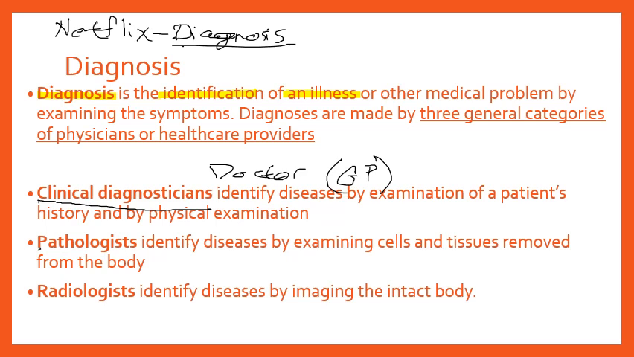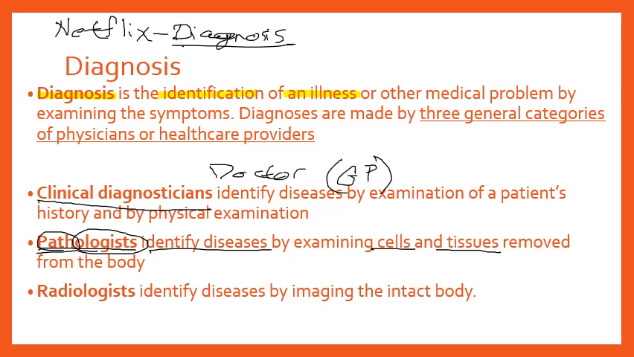Sometimes they might refer you to a pathologist. Remember, pathos is like disease. Ologist, one who studies. This is one who studies a disease. So they're actually going to look at things like your cells. They're going to look at tissues. They're going to collect samples of those things. And then they're going to see if they can figure out exactly what's going on.